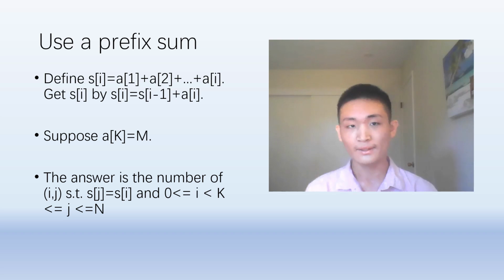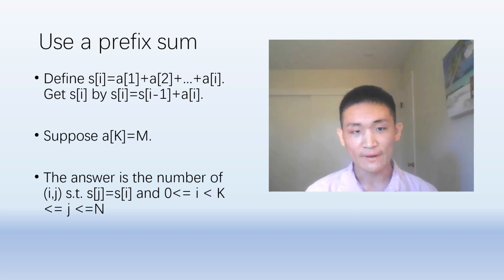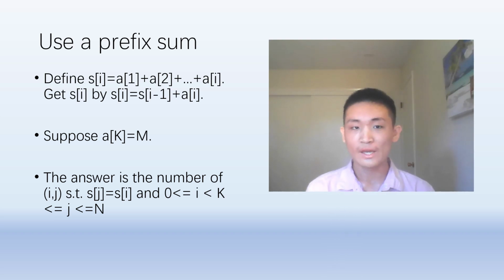The second hint is to use a prefix sum. So we define S of i as the sum of a of 1 to a of i. And this is a good point because the condition can now be converted to S of j equals S of i, for some i between 0 and k minus 1, and j between k and n, where a of k is 0. This can be used in our further optimization.